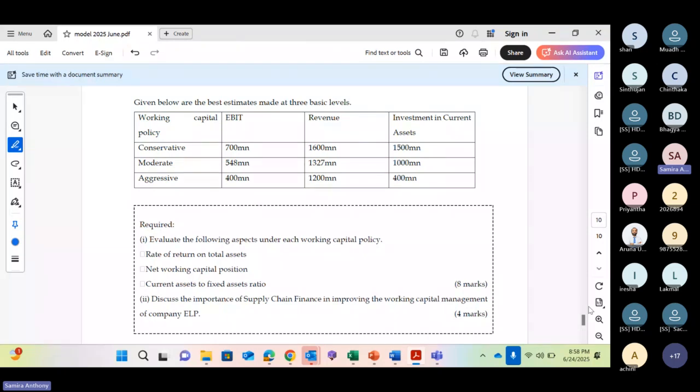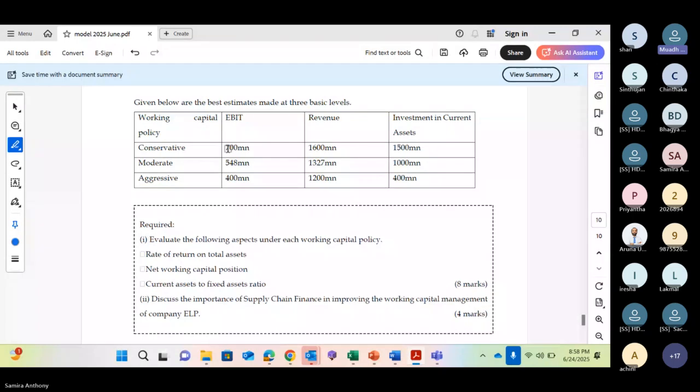Now, rate of return on total assets. Earnings before interest and tax is the total return on total assets. Therefore, EBIT should be divided by total assets. Is that clear, Varuni? You can take total assets from the balance sheet and divide each number. Varuni, is that clear? Yes, sir. Hanifa?